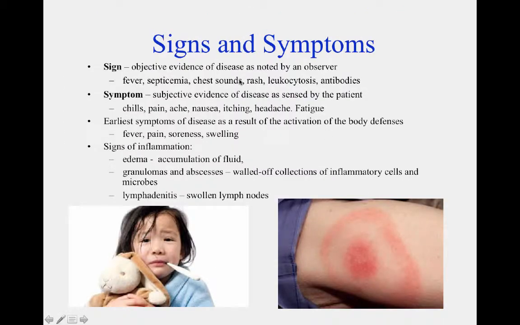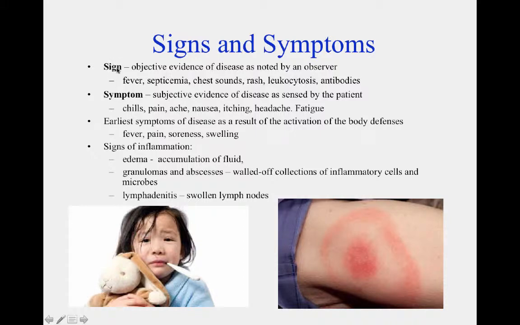Now, big difference here. During the period of invasion, there's a big difference between the signs and symptoms that are recorded or observed. In that period of invasion, where the pathogen is replicating at an exponential rate, an individual will perceive a symptom. This is subjective. They will report particular symptoms such as chills or a headache or fatigue, but these are all subjective. There's really no way to measure these.